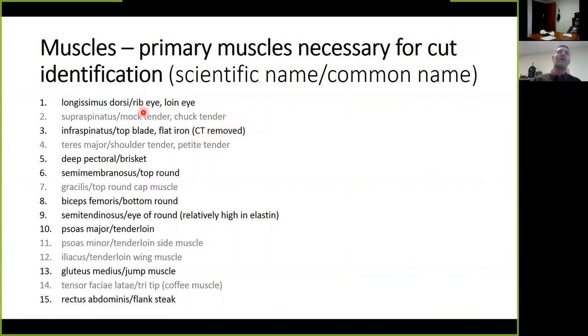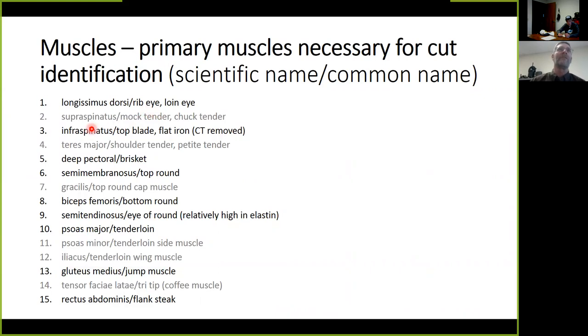If it's in a rib primal, like the beef rib, then we call that the rib eye. That's the common name. If it's in the loin, we call it the loin eye. So in any pork chop that has a longissimus muscle, you're going to call it the loin eye because there is no rib. There's no rib primal in pork.